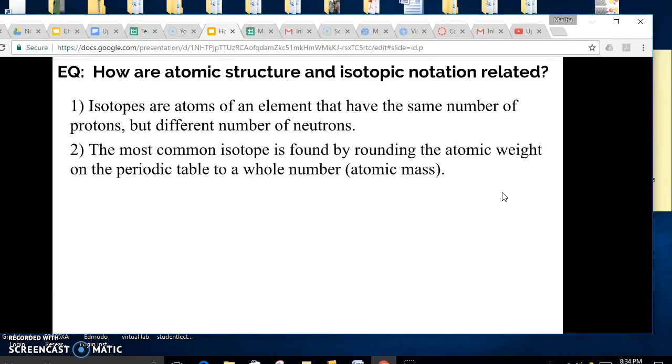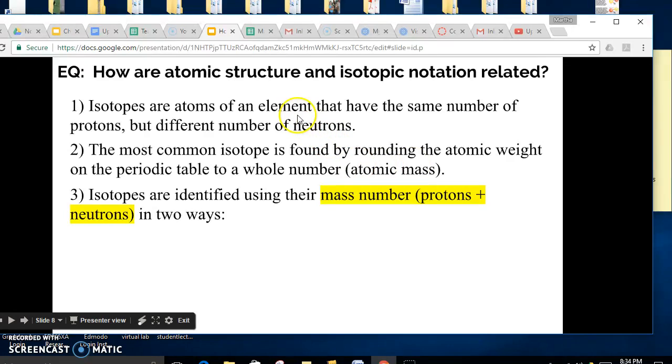Remember that isotopes are atoms of an element, so they are the same element, meaning they have the same number of protons, but they have different numbers of neutrons, so you're changing the mass. The most common isotope is found by rounding the atomic weight on the periodic table to a whole number. So you can look at the mass on the periodic table, round it to the whole number, and that's probably going to be the most common isotope.